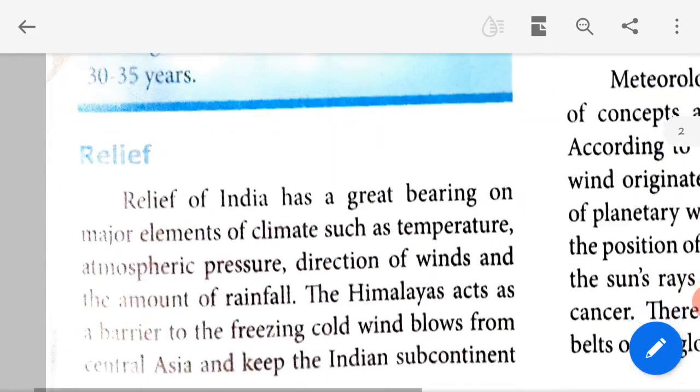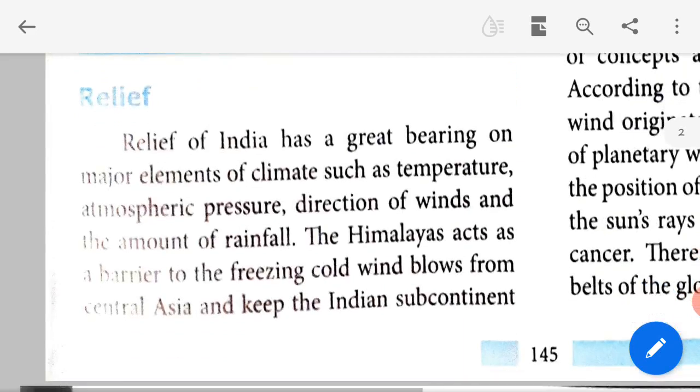Relief of India has a great bearing on the major elements of climate such as temperature, atmospheric pressure, direction of winds and the amount of rainfall. The Himalayas act as a barrier. Barrier is like a compound wall, you can imagine. So, it's like a wall, okay.